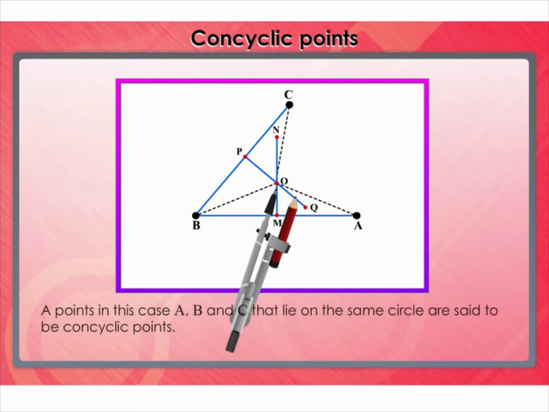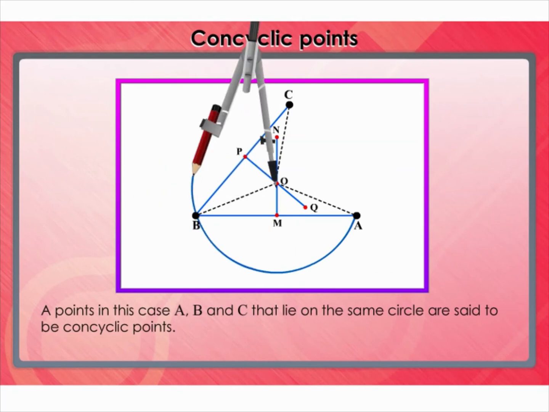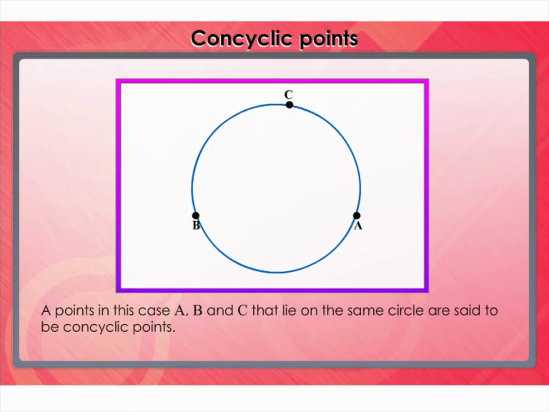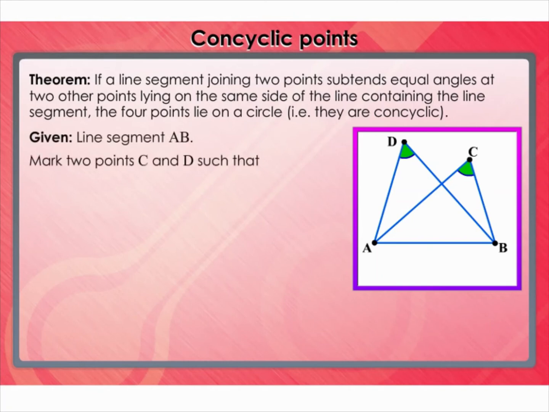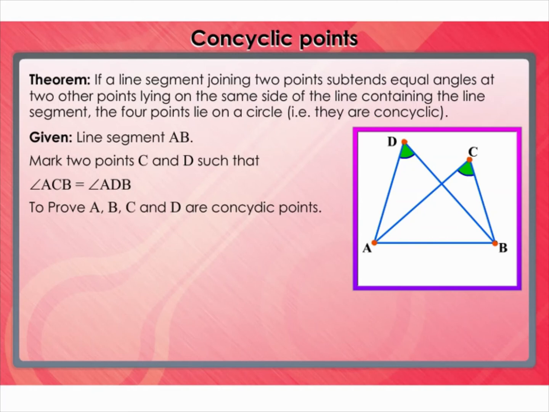and C. Points, in this case A, B and C, that lie on the same circle are said to be concyclic points. Now let's prove a theorem. It states: if a line segment joining 2 points subtends equal angles at 2 other points lying on the same side of the line containing the line segment, the 4 points are concyclic. Let's prove this theorem. Here AB is a line segment that subtends equal angles at C and D. We have to prove A, B, C and D lie on the circle.